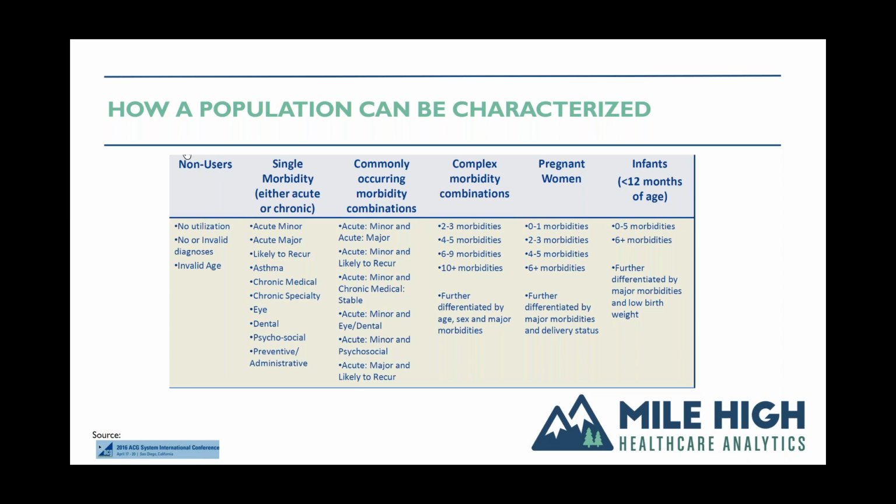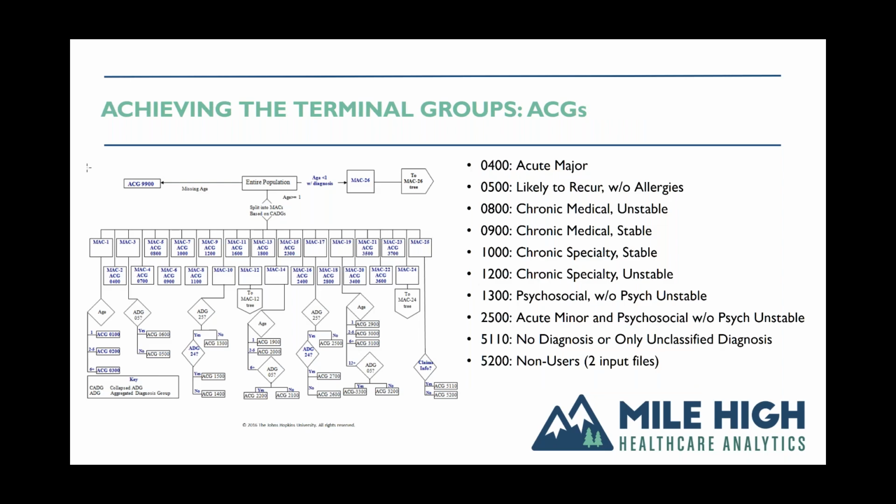Single morbidity categories like acute minor, acute major are for people that have one morbidity. And then we have commonly occurring morbidity combinations, things like acute minor and acute major, and we'll show you some examples. And then there are the complex morbidity combinations, and then pregnant women and infants have their own decision tree. So this is sort of what it looks like. And again, I'm skipping over a lot of things, and that's by design, because we really can't get into all of the nuances of how you get from a healthcare encounter or a diagnosis code to an ACG. So I'm just giving you points along the way that have been selected. But basically, at the end of the process, ACGs are formed by way of a decision tree.